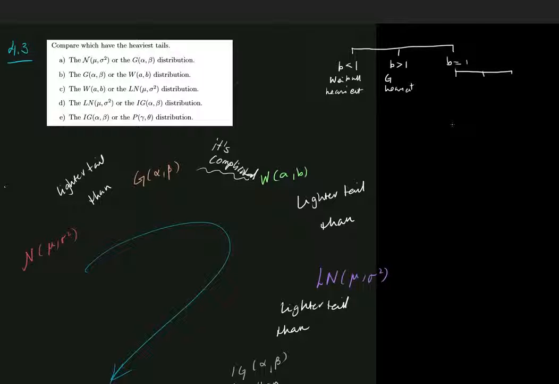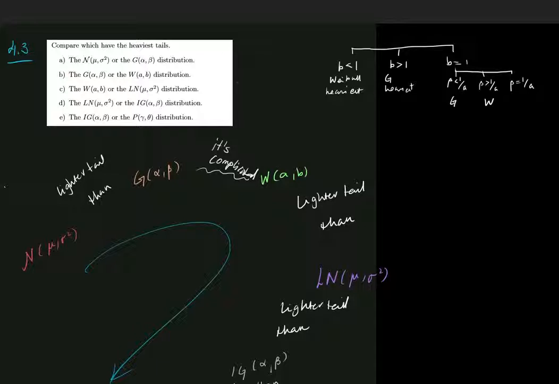So if b is equal to 1, it depends on how beta compares to 1 over a. So we have the case beta smaller than 1 over a, beta greater than 1 over a, and beta equal to 1 over a. So if beta is smaller than 1 over a, then the gamma distribution is the heaviest. If beta is greater than 1 over a, then the Weibull distribution is the heaviest.